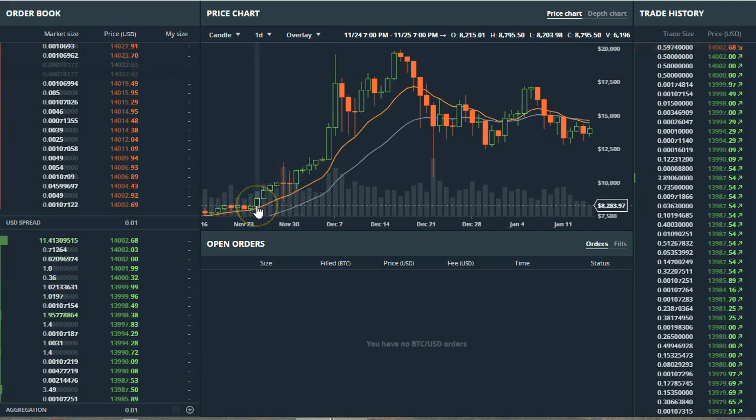But what you want to look for, in essence, is a particular candlestick pattern at a value point in an uptrend.